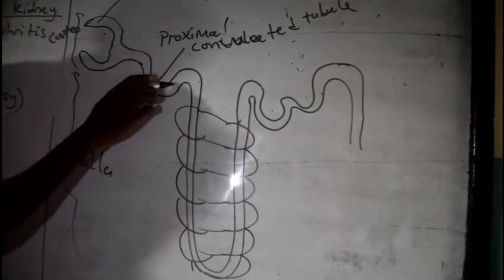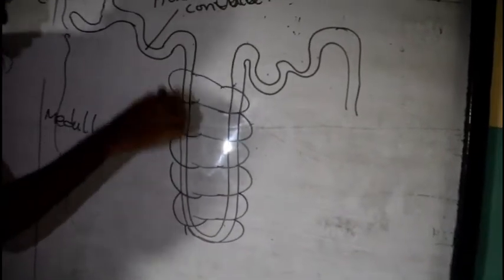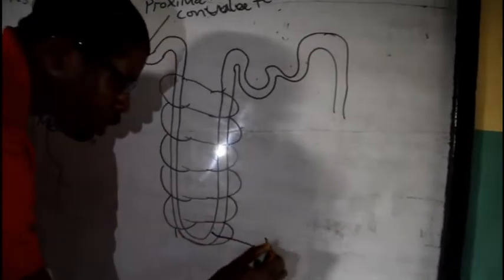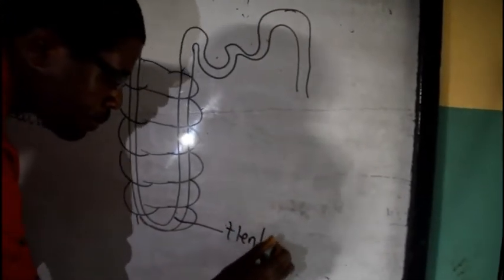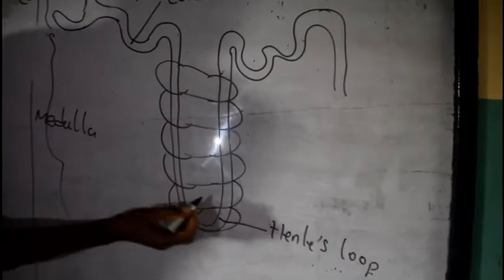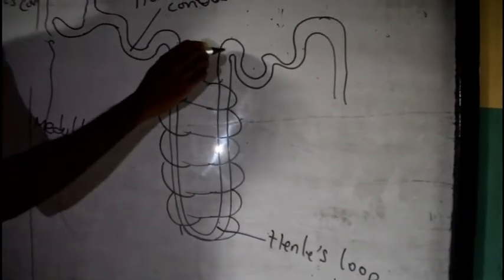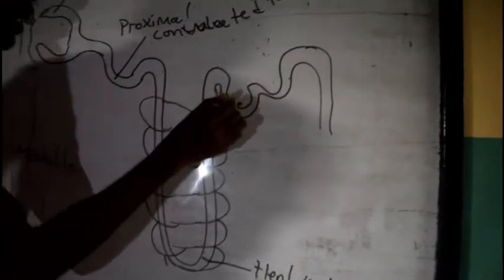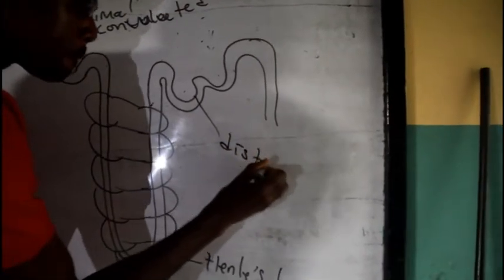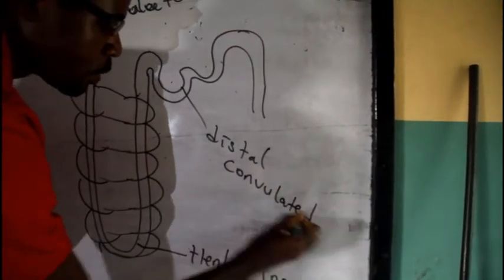So the tube enters into the medulla and straightens right deep. So it straightens to form a U shape. This U shape formed is called Henle's loop. The Henle's loop enters the medulla and comes out again and straightens out to the cortex to form another short coil tube. The second short coil tube is what we call the distal convoluted tubule.